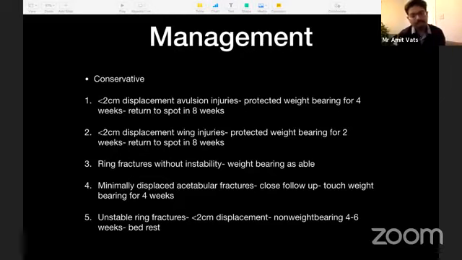Minimally displaced acetabular fractures, again, a close follow-up is crucial. Touch weight bearing is probably better than non-weight bearing because it does reduce joint reaction forces and also gives them a second stable leg to balance themselves. Unstable ring fractures, if they are less than 2 centimeters, can be managed non-weight bearing with bed rest.